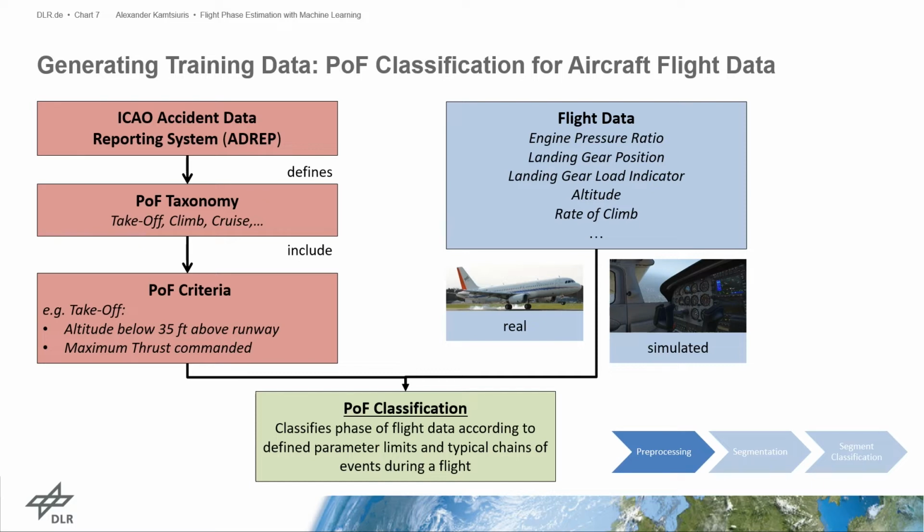That is why we used the Explained Flight Simulator to generate trajectories. Using the ICAO Accident Reporting System's flight phase taxonomy, we labeled the flight data. A globally standardized vocabulary for flight phases and its criteria supports the integration of the developed tools in other aircraft research applications. Each flight phase is characterized by different combinations and boundaries of flight data parameters.